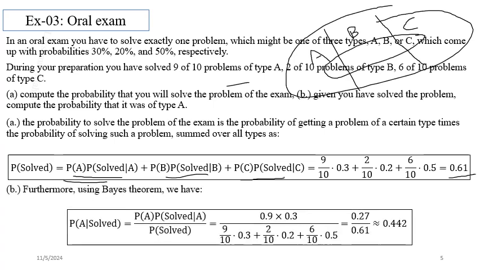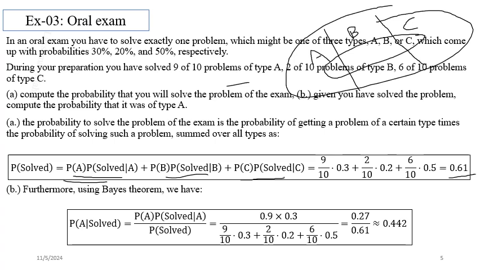Next, you have already solved the problem. What is the probability that it is of type A? That is probability of A given solve, so how will you compute it? When you put probability of A intersection solve divided by probability of solve, that is conditional probability. But when you convert it using the multiplication rule under the order of occurrence, it becomes Bayes rule. So probability of A is given to you, the prior probability.